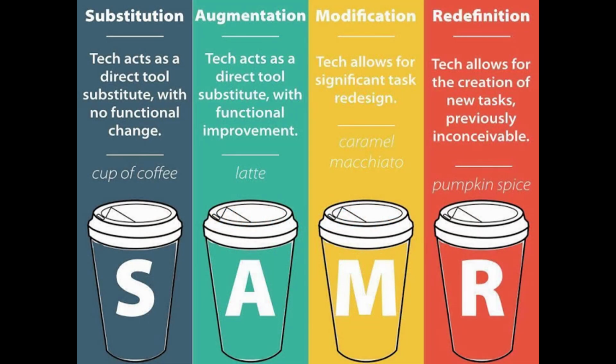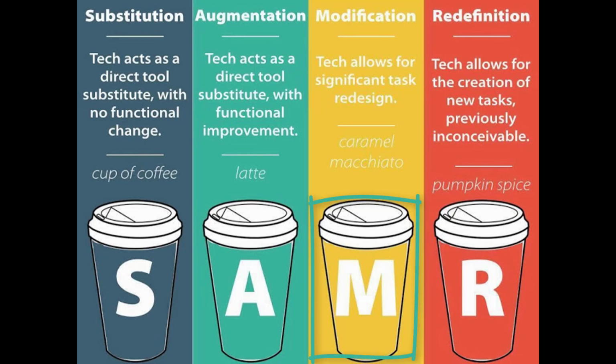As a quick refresher, the SAMR model has 4 parts. S stands for substitution, which occurs whenever technology acts as a direct substitute for a tool, but without really any functional change. A stands for augmentation, which is very similar to substitution because technology acts as a direct substitute, but this level offers some sort of functional improvement.